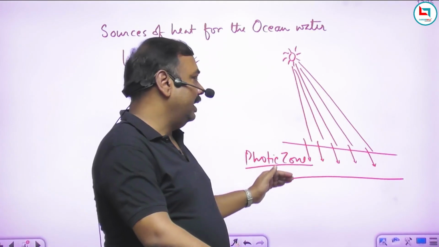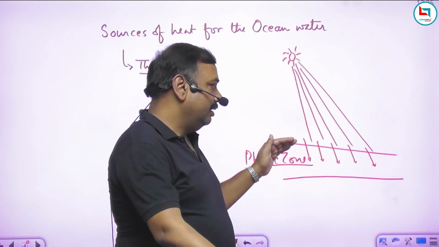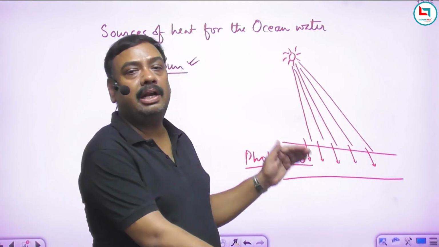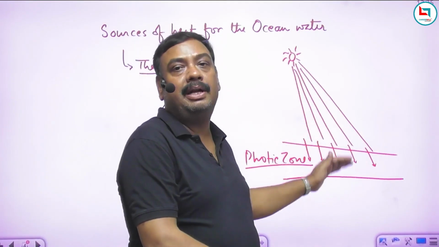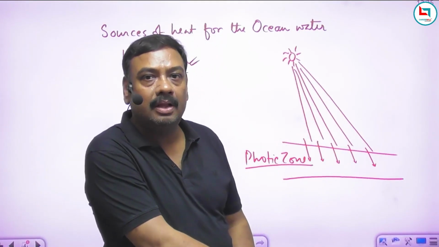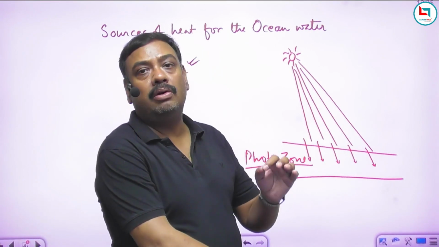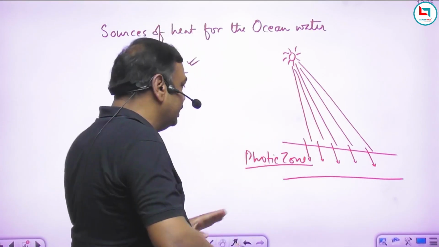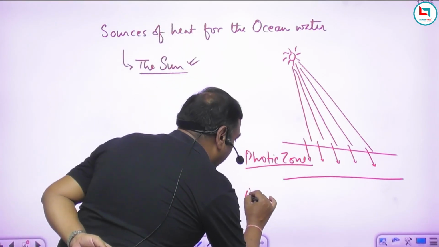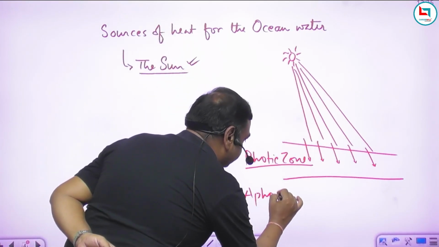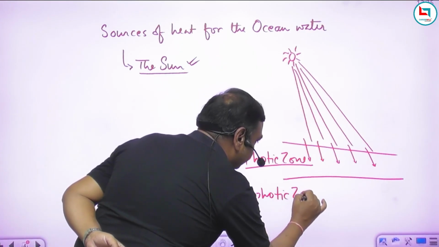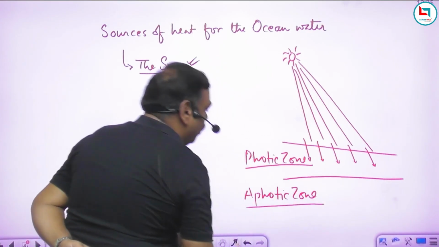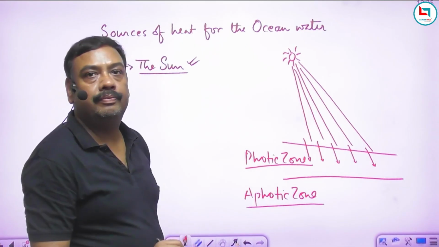And then, when radiations are not able to cross that limit of the photic zone, the remaining zone is darker, the remaining zone is not illuminated, and that is why that zone has been called the aphotic zone.